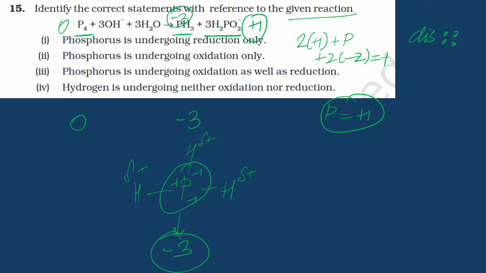Undergoing reduction only is incorrect. Undergoing oxidation only is incorrect. Phosphorus is undergoing oxidation as well as reduction. ये तो सही है. Hydrogen is undergoing neither oxidation or reduction. Well, if I saw an H2 either in the product or reactant, then I would say maybe this is false. But that's true. H plus था और H plus ही है.